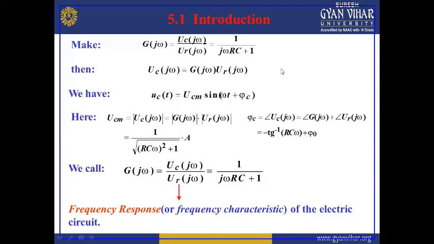Now we can call this the transfer function G j omega, which is equal to 1 upon j omega RC plus 1. This is called the frequency response, the response of the system in terms of frequency. It is also called the frequency characteristics of an electric circuit.